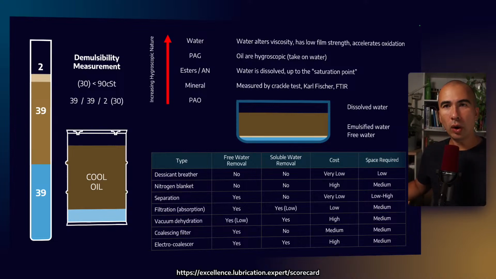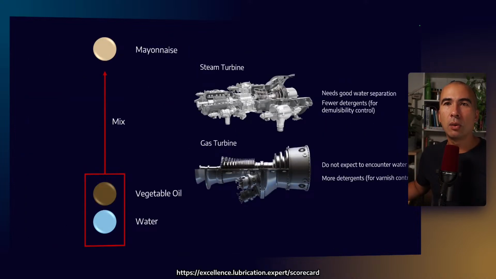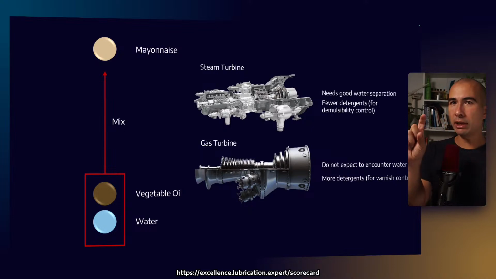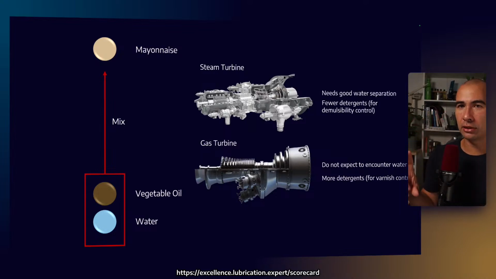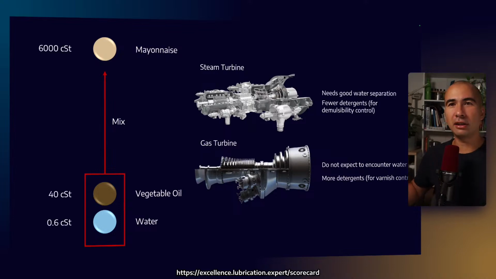All right, the reason why water is so frustrating is because when water and oil mix, they don't play nice. So you would think that if you mix two fluids, that the viscosity of the mixture should be the average of the two fluids. But in emulsions, that's not the case. So if you think of, if I mix vegetable oil and water with a little bit of egg, what I get is mayonnaise. And mayonnaise is significantly thicker than both oil and water, right? So this is what emulsions can do to viscosity.